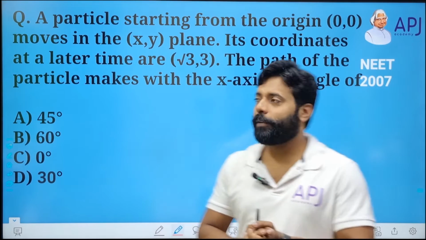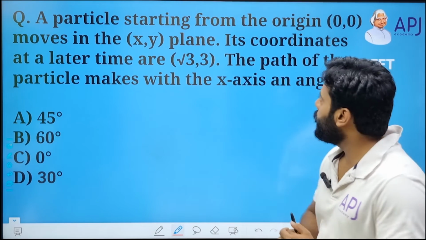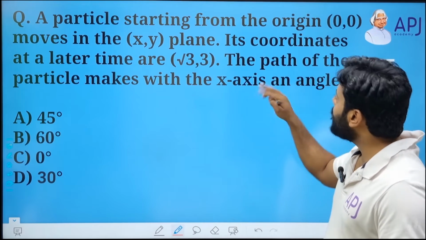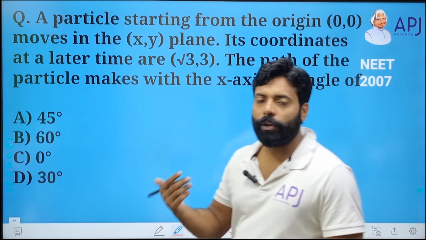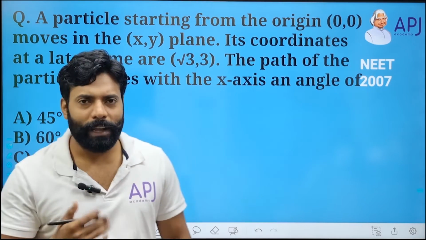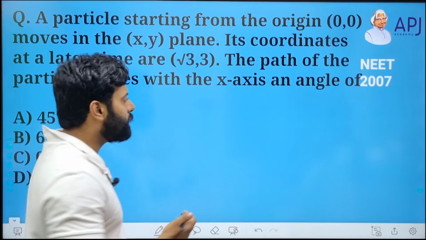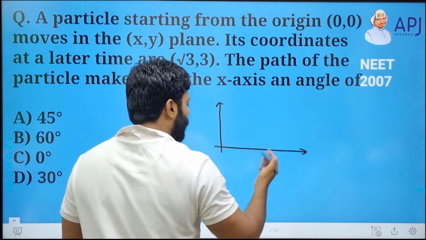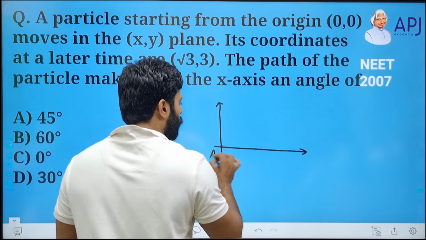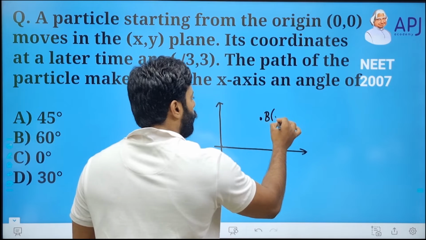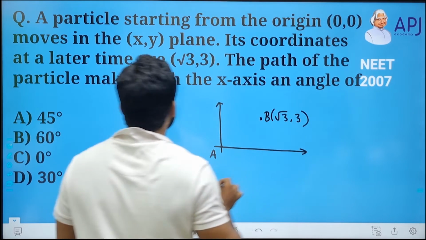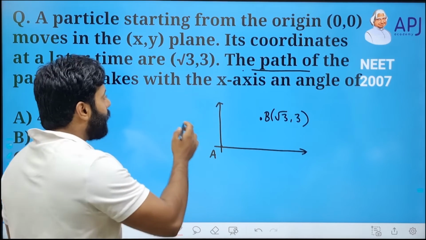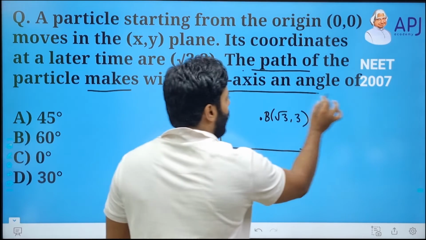In this question, what is given to us is that a particle starting from the origin (0, 0) moves in the xy plane. Its coordinates at a later time are (√3, 3). So we do not know whether this question is from projectile motion or straight line motion. But we know that this is the initial position of the particle and the final position is (√3, 3). And they are asking what angle it will make with the x-axis.